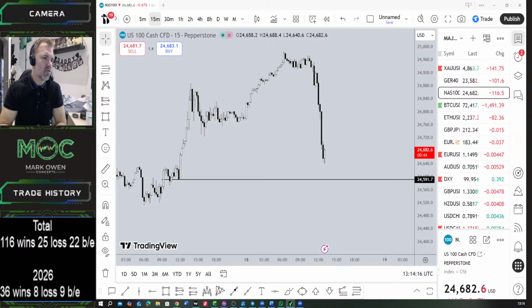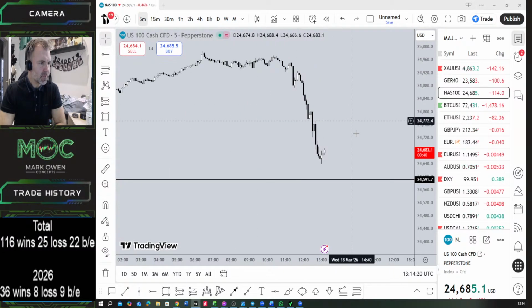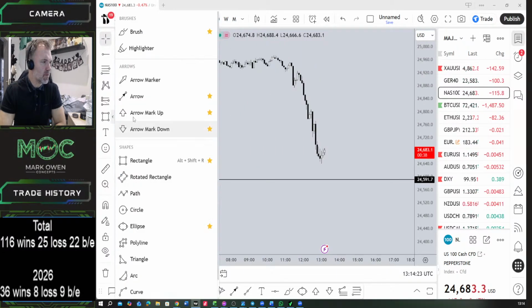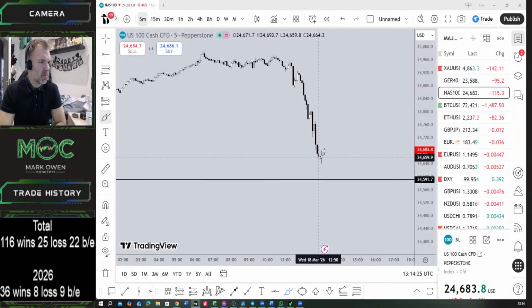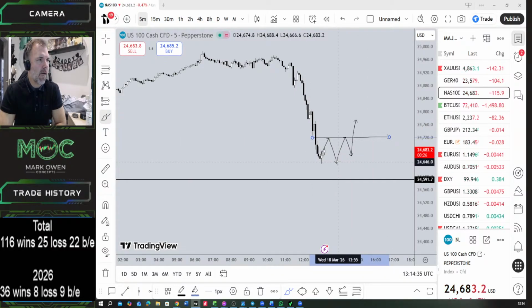Perfect. Change of structure. So look, even if we go down to the 5 minute, what we'd need to see here would be this kind of thing. Price rally, price come back down, price rally, price come back down. Once we get above here, we've got a nice change in structure. So that's what we'd need to see to go long.